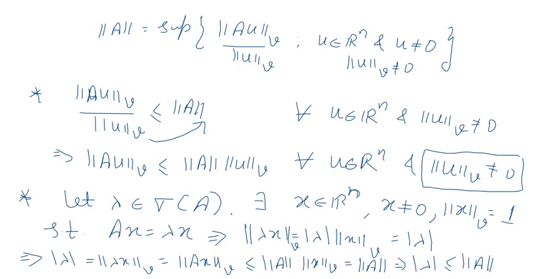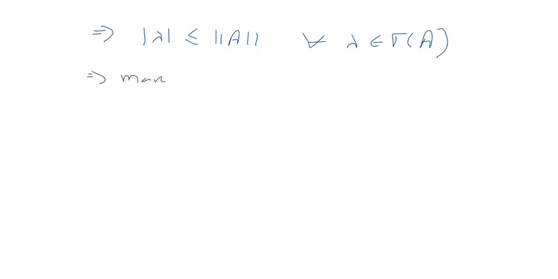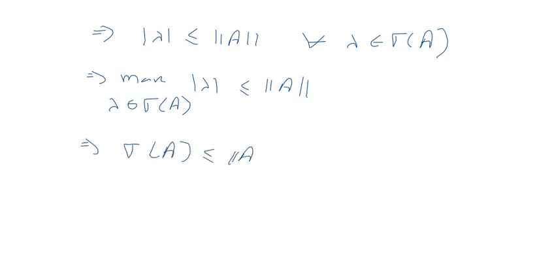So this implies mod lambda is less than or equal to the norm of A for every lambda belonging to sigma of A. So this implies the maximum over lambda in sigma of A of mod lambda is still less than or equal to the norm of A. So the spectral radius of A is less than or equal to the norm of A. This is the second inequality we have seen.